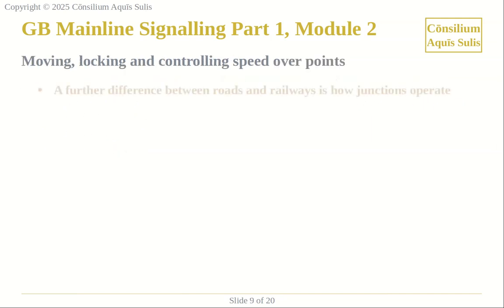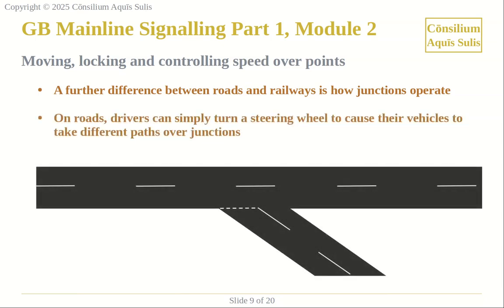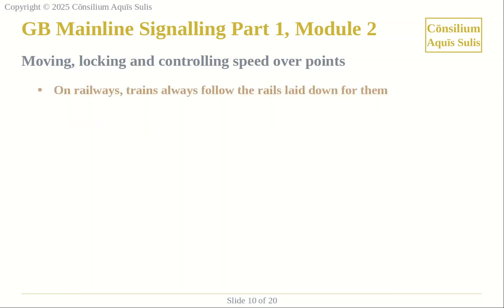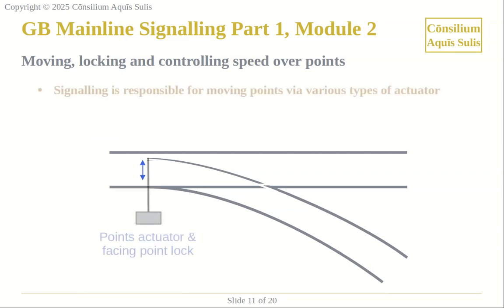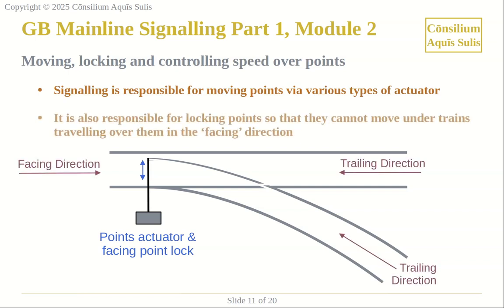A further difference between roads and railways is how junctions operate. In roads, junctions are simply tarmacked over and drivers turn a steering wheel to take their vehicles on different paths over the junctions. By contrast, trains on railways always follow the rails that are laid down for them. Hence, to take a different path over a junction, the rails themselves must be moved using points, also known as switches. And it is one of the roles of signalling to move these points via various types of actuator and to lock them in position so that any trains travelling over them in the facing direction are not going to be derailed by the points moving underneath them.